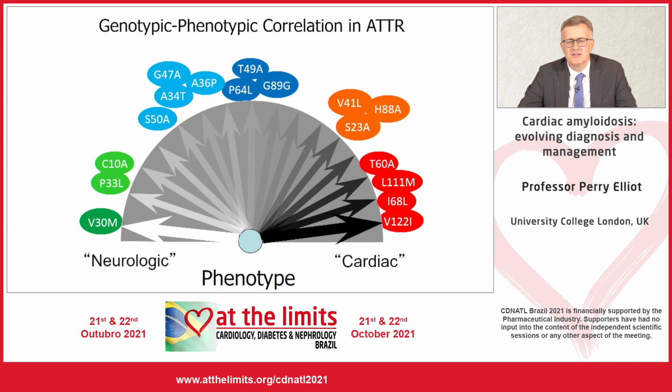The pattern of disease that we see is to some extent determined by the underlying mutation. And in some cases, we see variants that result in a purely neurological phenotype. This, for example, is commonly seen in the V30MET mutation, which occurs endemically in Portugal. Other variants are predominantly cardiac, and some result in a mixed phenotype.